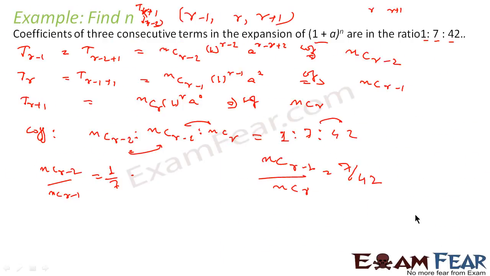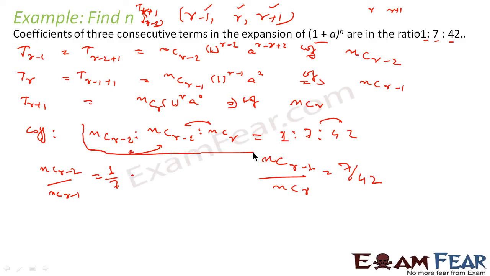Let's see what I've done. So I was told that there are 3 consecutive terms of expansions in the ratio 1, 7, 42. So I took 3 consecutive terms to be r minus 1, r and r plus 1. I found the coefficient of this and I found this equation.